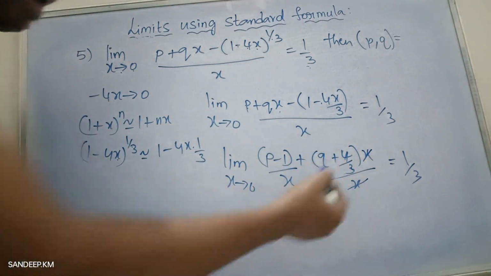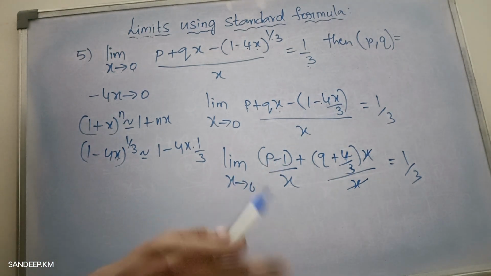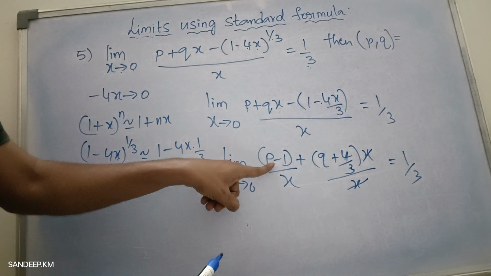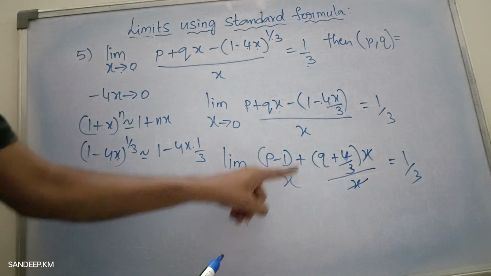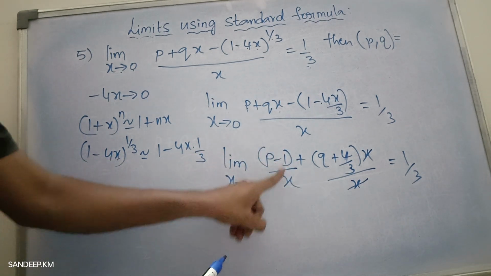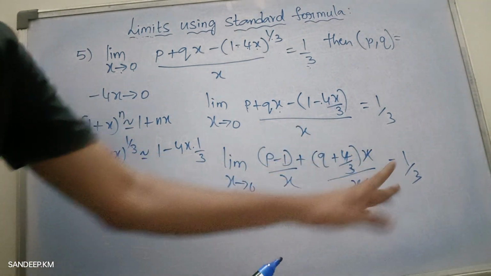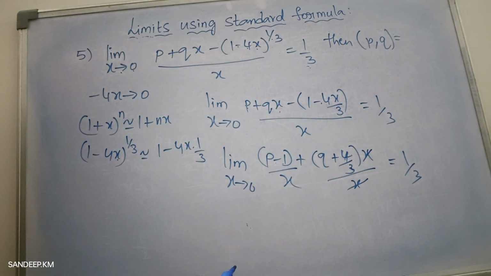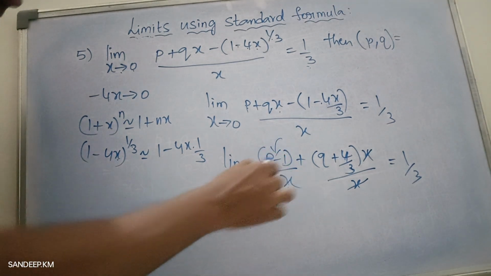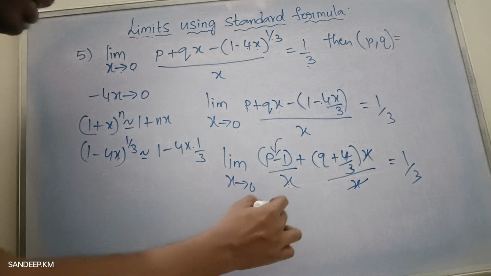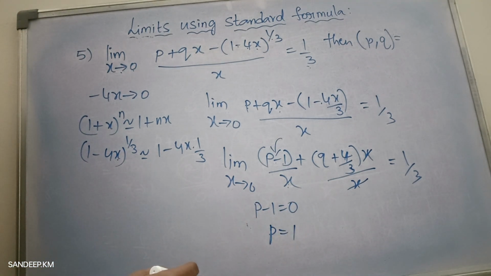This is some number. But look at this, P minus 1. What happens if P minus 1 is not 0? Some real number divided by 0. A real number divided by 0 will become infinity or minus infinity. Then the answer cannot be 1 by 3. That means when the denominator is approaching 0 here, even the numerator must approach 0. So P minus 1 is equal to 0, P is equal to 1. Okay na?